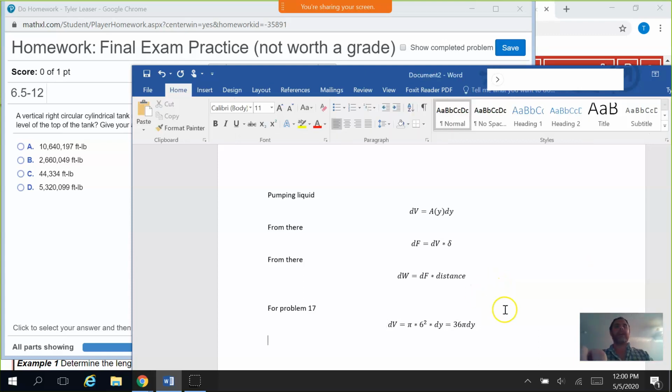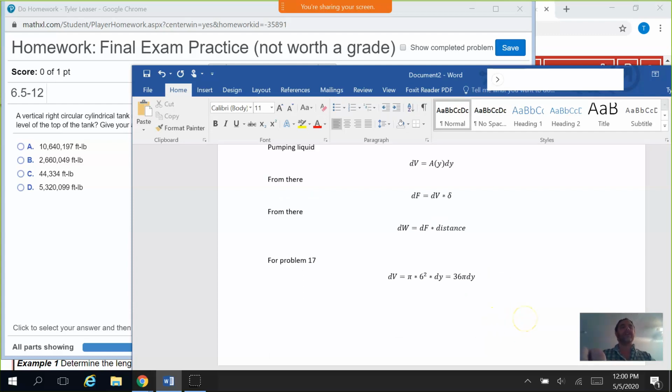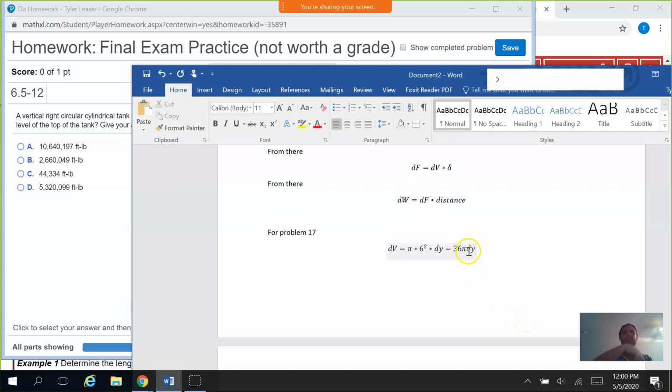You're not always going to have constants here. We just happen to have constants because each of my slices is the same, because it's a cylinder. If you have a container that gets bigger or smaller as you go up, then you're going to have some y's in here because the area changes as you move.